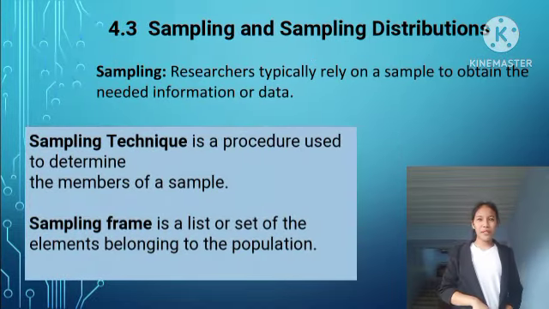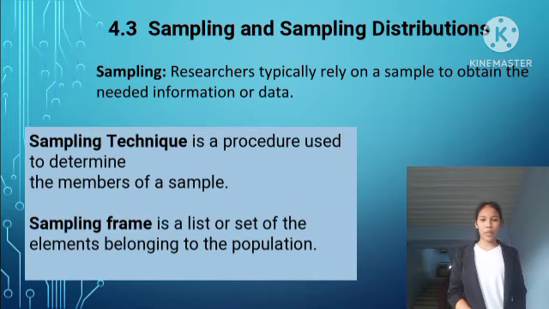Now let's proceed to sampling and sampling distributions. For sampling, generally, it is impossible to study the entire population. Researchers typically rely on a sample to obtain the needed information or data. Sampling technique is the procedure used to determine the members of a sample. Sampling frame is a list or set of elements belonging to the population.